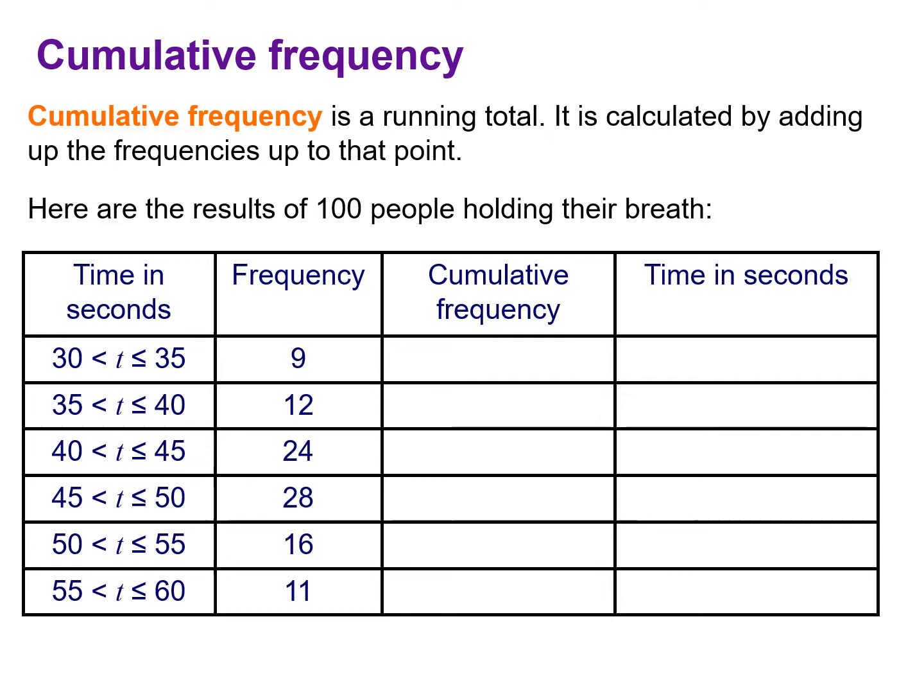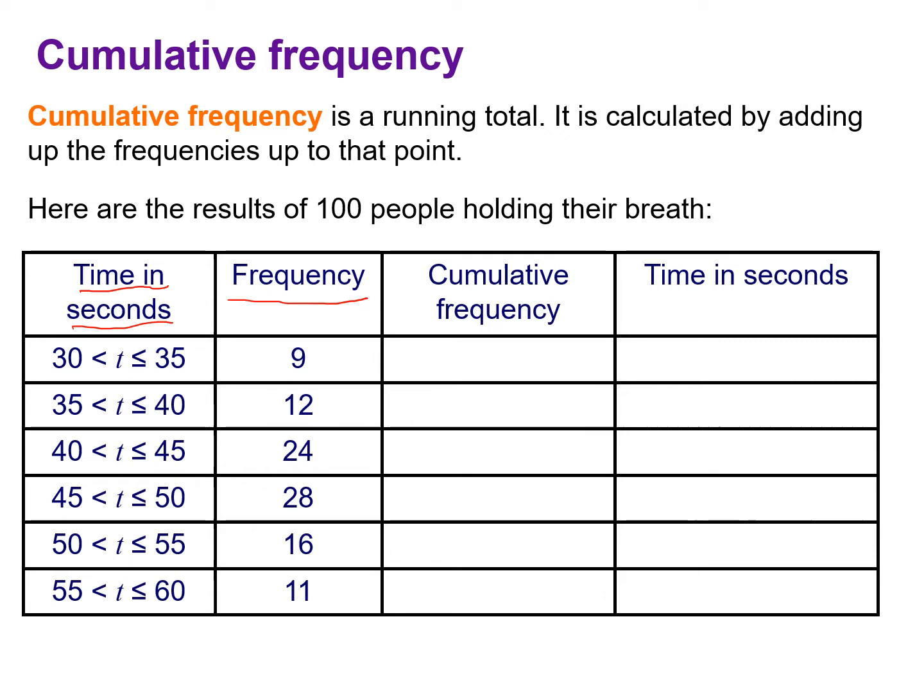So let's just understand the context of this table. It's some data on the results of 100 people and how long in seconds they could hold their breath for. So these two columns here, the time in seconds and the frequency. You will have seen frequency tables like that before. That's what we did in a previous lesson. This is grouped data. Okay, so the 9 that are in that first row are 9 values between, not including 30, so bigger than 30 but less than or equal to 35.